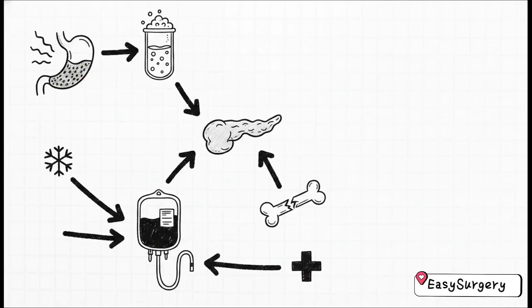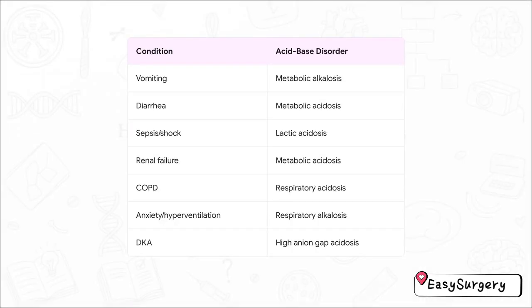Moving on, link primary hyperparathyroidism directly to hypercalcemia and chronic kidney disease to secondary hyperparathyroidism. Finally, absolutely memorize the massive blood transfusion triad: hypocalcemia, hypothermia, and coagulopathy. Look at how strictly common clinical conditions correlate with their acid-base counterparts. Fluid loss from vomiting literally pulls acid out of the body, leaving you with metabolic alkalosis, right? While diarrhea dumps bicarbonate, leaving metabolic acidosis. Note the nuances here. Sepsis and shock give you a very specific lactic metabolic acidosis. Meanwhile, diabetic ketoacidosis, or DKA, presents as a high anion gap metabolic acidosis.